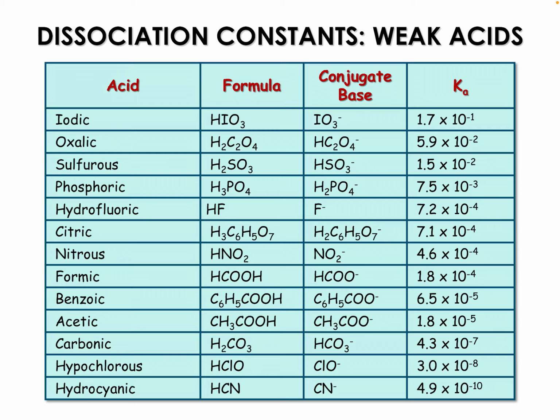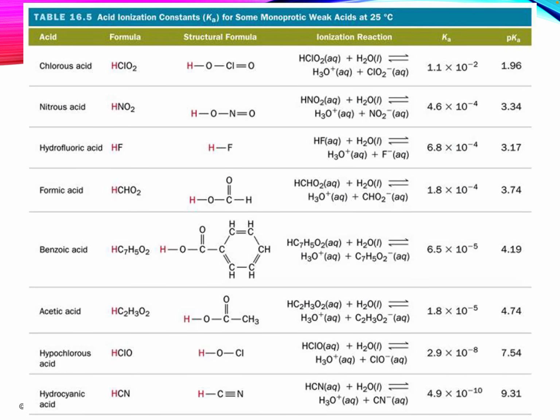And remember, Ka values, right? The larger the Ka value, the stronger the acid. So up top, this iodic acid is our strongest weak acid in this particular list, whereas hydrocyanic acid is very weak. Because remember, that's telling you essentially how much it dissociates, right? So our iodic acid is going to dissociate a lot more than our hydrocyanic acid, meaning that iodic acid is much stronger.